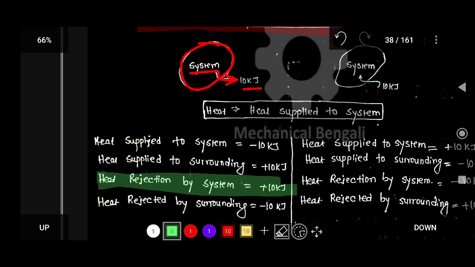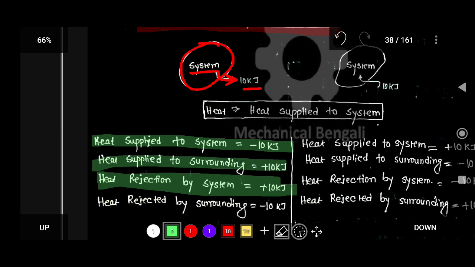From here you can also say that heat supplied to the system is minus 10 kilojoule, heat supplied to the surrounding is plus 10 kilojoule, or you can say that heat rejected by the surrounding is minus 10 kilojoule.